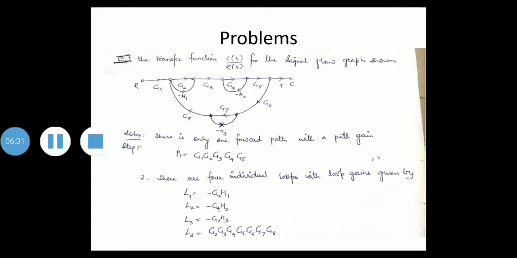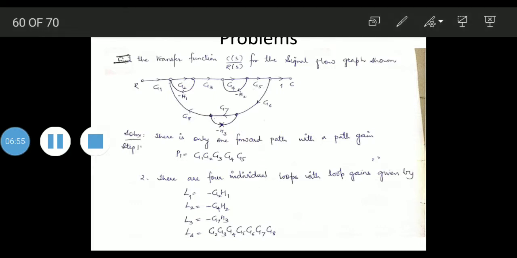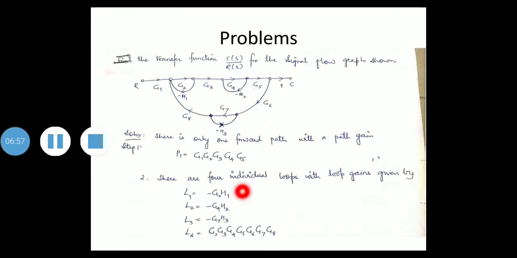L2 we can write G4 into minus H2, so G4 into minus H2 is minus G4 H2. Next we'll write L3. L3 is this loop: G7 into minus H3, which is minus G7 H3.